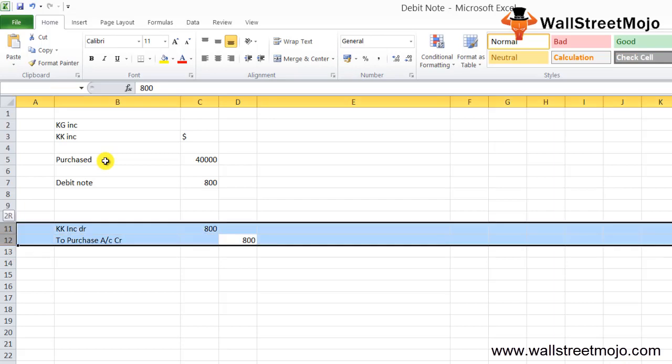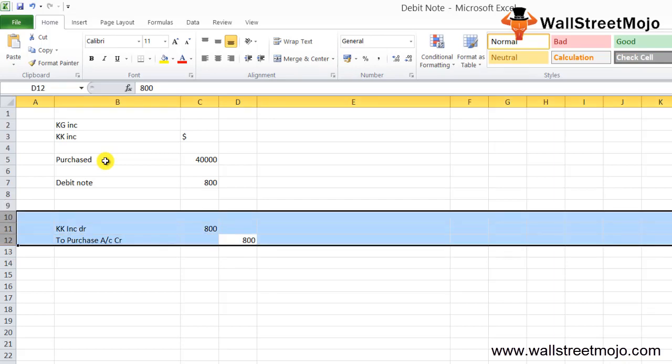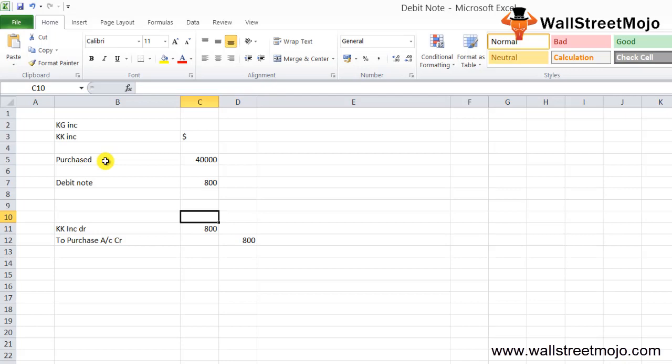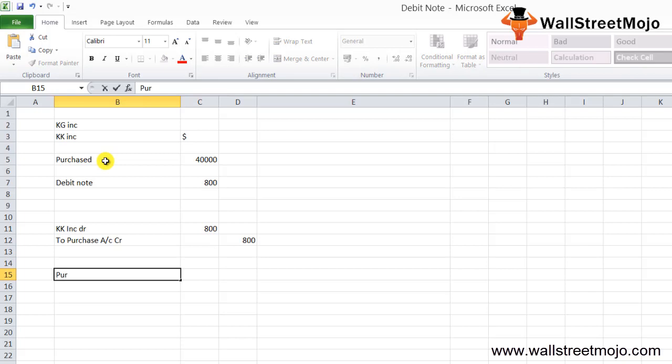Now, to understand this, we need to go back to the time when KG Inc. purchased the goods from KK, right? Since KG purchased goods worth $40,000 from KK, the journal entry would be something like this. This is the very initial entry when the goods were purchased by KG from KK. So the purchase account will be debited to the extent of 40,000 to the KK account, because we take it as credit, there is no cash involved.